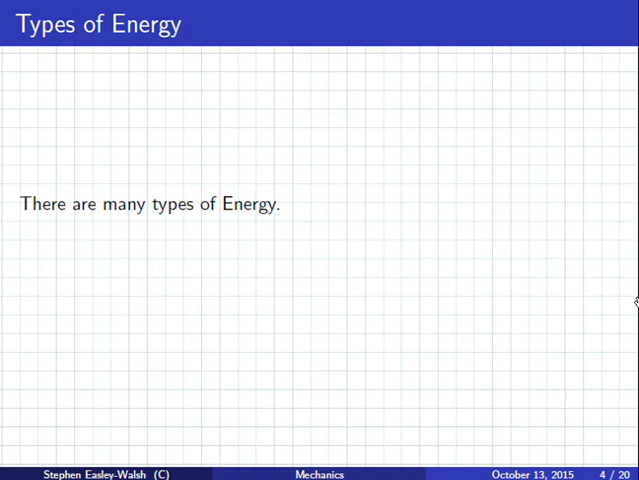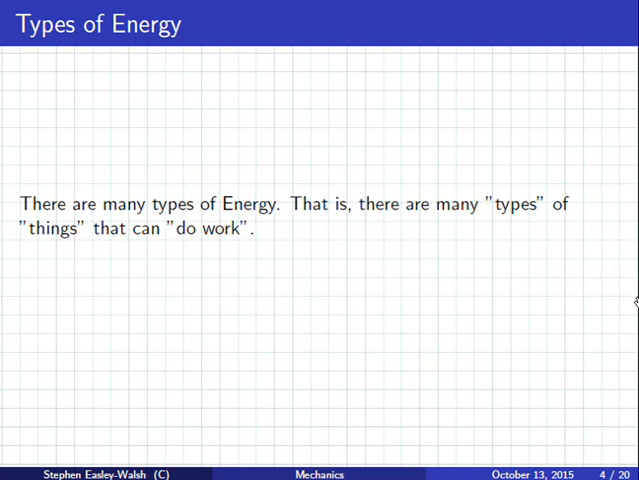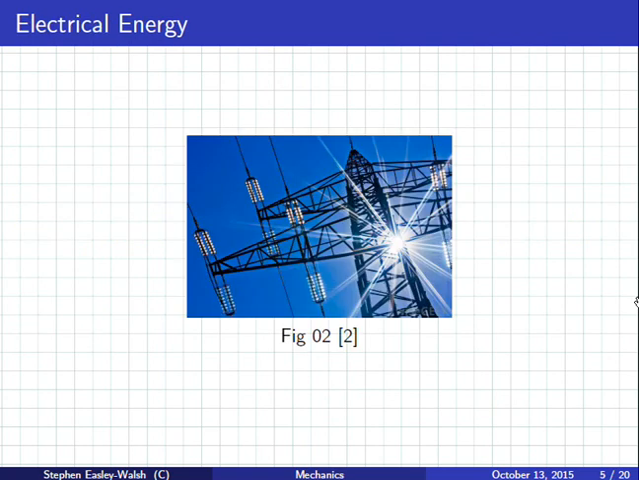Okay, there are many types of energy, so I want you to write all these names down. So, types of energy. There are many different things that can do work. So we're going to have a look at them. The first one I'll have a look at is electrical energy. Just write down the name, electrical energy.